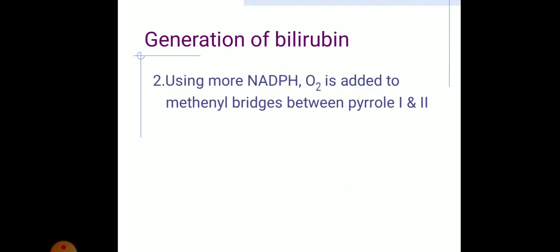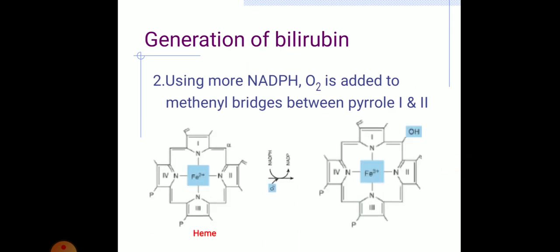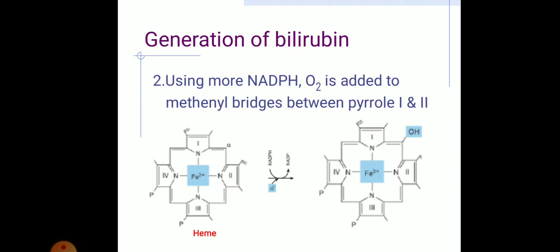In the second step, using more NADPH and oxygen, O2 is added to the methenyl bridge between pyrrole 1 and 2. You know there are 4 pyrrole rings, 1, 2, 3 and 4. Then NADPH and O2 help in this. So this O2 is added to the methenyl bridge between pyrrole 1 and 2. See, here is the first pyrrole ring, the second pyrrole ring, and in between OH is added. Okay.